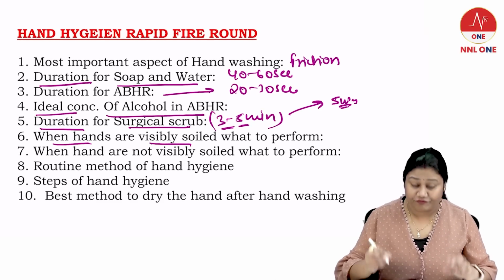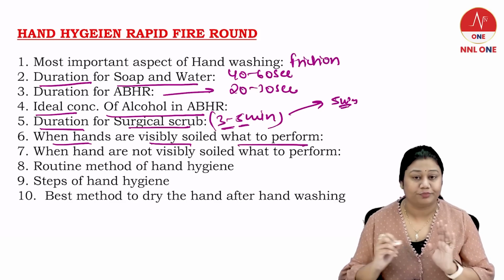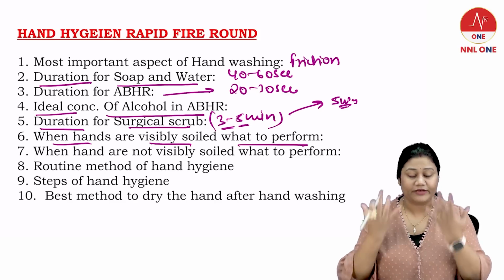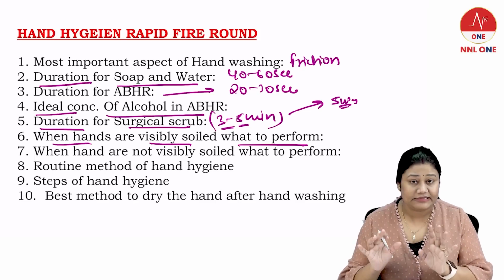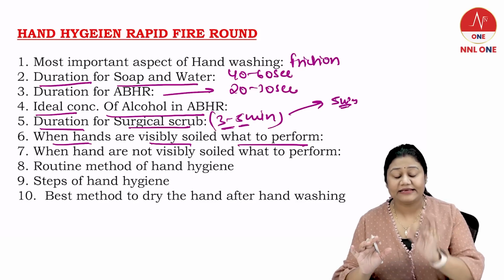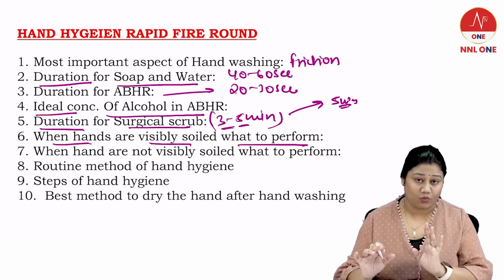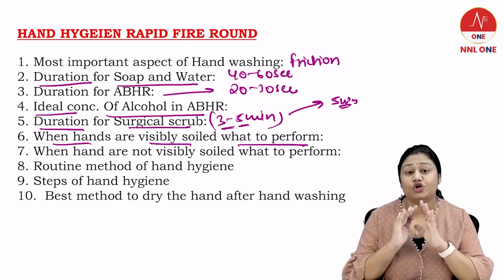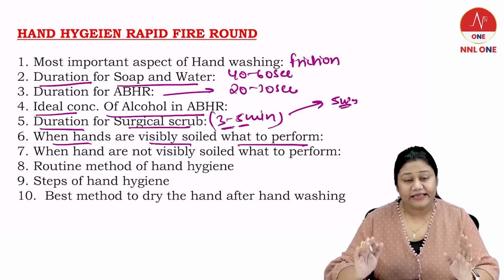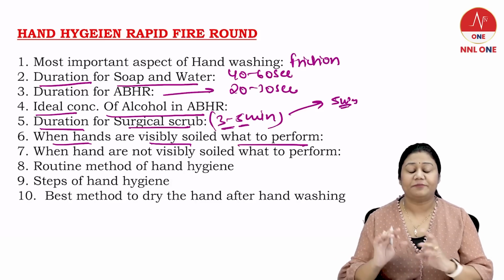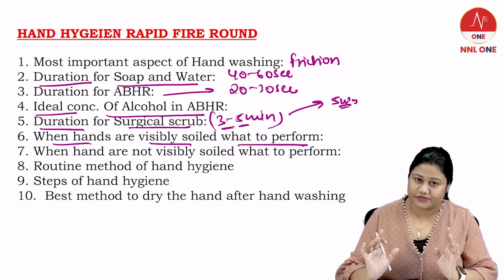When the hands are visibly soiled, what to perform? So always remember, when your hands are visibly contaminated and soiled, then in that case we'll go with hand washing with soap and water. And when your hands are not visibly soiled, then you can perform hand hygiene by using alcohol-based hand rub solution.